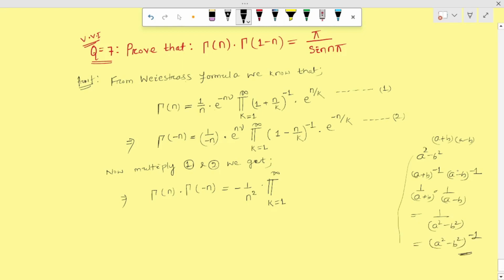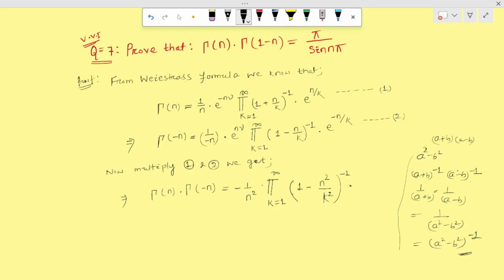Same thing I have to apply for the product of these two terms. If I multiply (1 plus n by k) to the power minus 1 into (1 minus n by k) to the power minus 1, it will be (1 minus n square by k square) to the power minus 1, right? This is your k. Into here, e to the power n by k plus e to the power minus n by k.